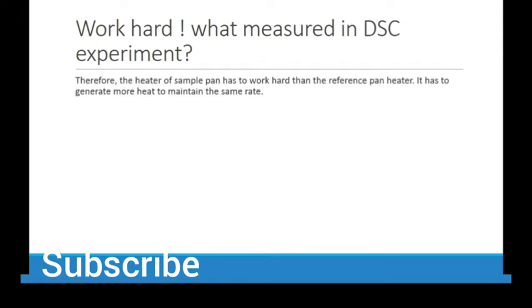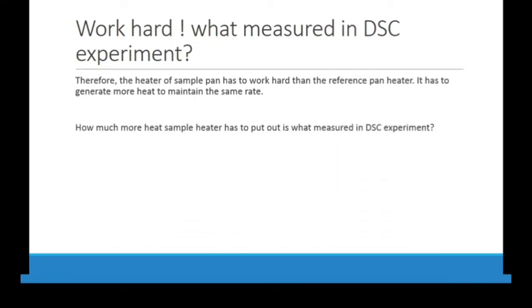Therefore, the heater of the sample pan has to work harder than the reference pan heater. It has to generate more heat to maintain the same rate. The same rate is important. It has to produce more heat than the reference pan. And how much more heat the sample heater has to put out is what is measured in a DSC experiment, and then we have a beautiful graph.